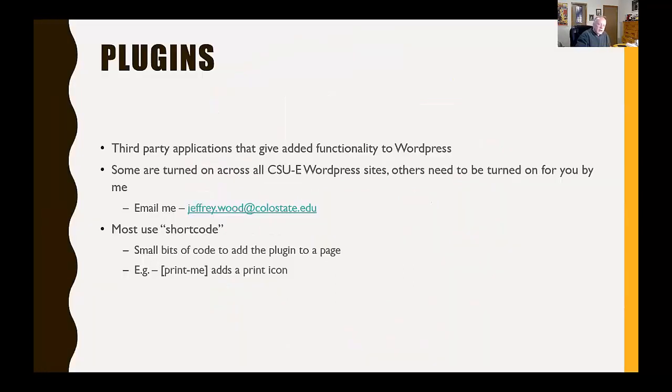Let's go ahead and define plugins as we did in the first slide of our last session. They are simply third-party applications that give added functionality to WordPress. Some of them are turned on across all CSU extension WordPress sites by default. Other ones need to be turned on by me so you can use them. So if you want a plugin, feel free to throw me an email or give me a phone call and I can help you out.